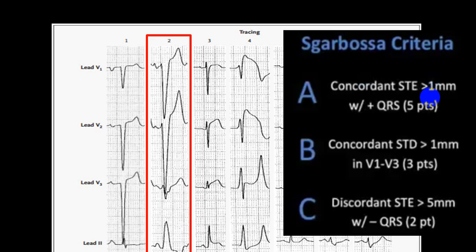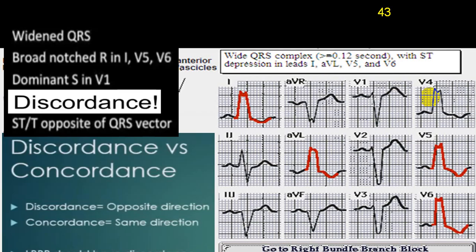And discordant, that is ST segment in the opposite direction of the QRS complex, seen in V1, V2, V3. So you have a deep S wave followed by an ST elevation, and if that ST elevation is more than 5 millimeter, it will be given 2 points. Now for a diagnosis we require 3 points. So C criteria was less specific and less sensitive. So there was a modified criteria, by Smith.